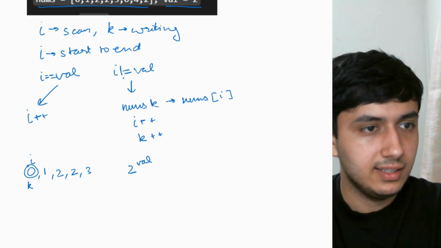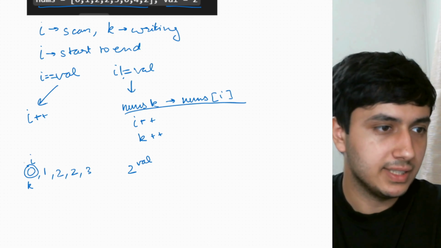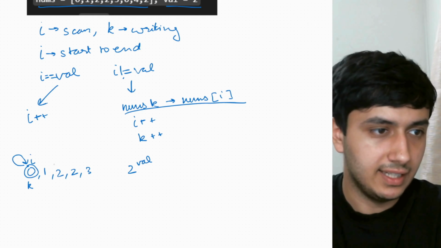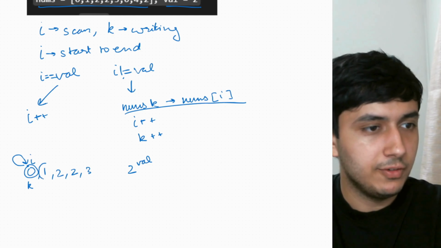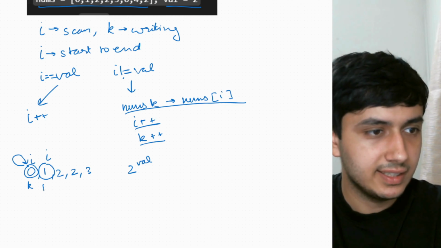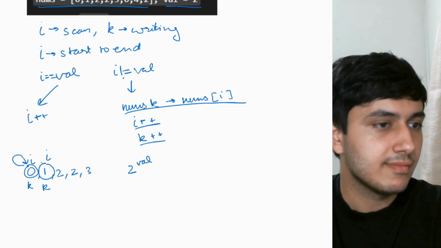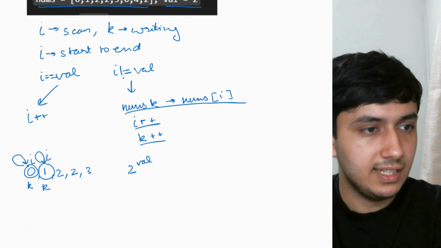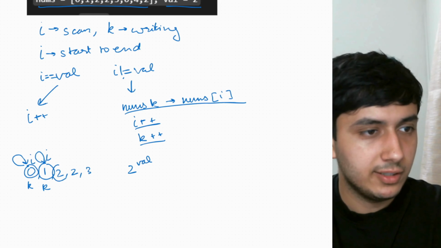So it will replace nums[k] with nums[i], so it will replace 0 with itself. Now we move forward. We do i plus plus, k plus plus. So i is now this, same for k. Again, it will just replace it with itself. Then we move on to 2.